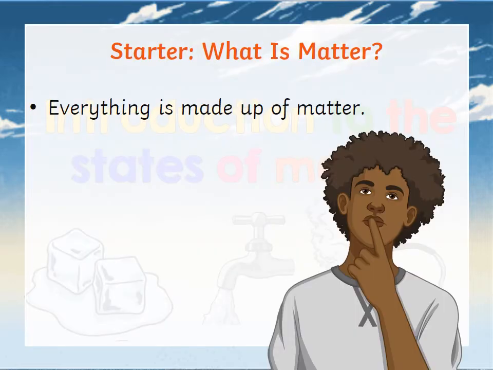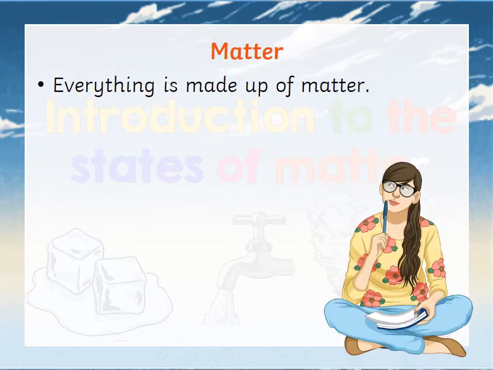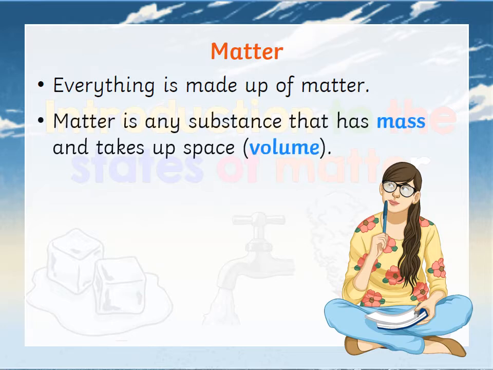What is matter? Everything is made of matter. So, what is matter? How do we know it exists? Everything is made of matter. Matter is any substance that has mass and takes up space, volume.